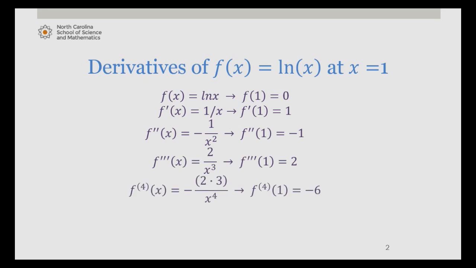The fourth derivative is negative 2 times 3 over x to the fourth. Evaluated at 1 is negative 6. And the fifth derivative is 2 times 3 times 4 divided by x to the fifth. Evaluated at 1 gives us 24.